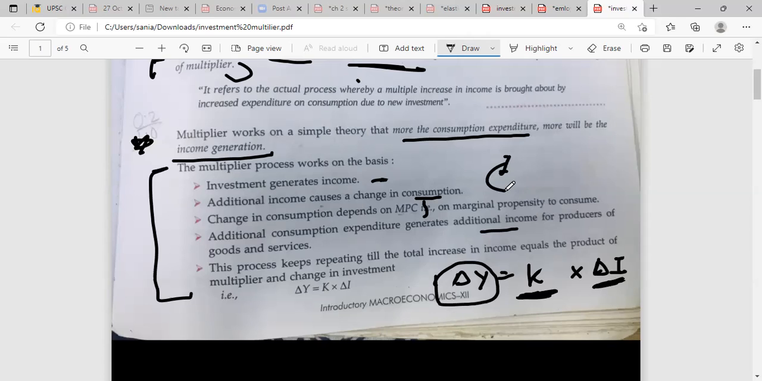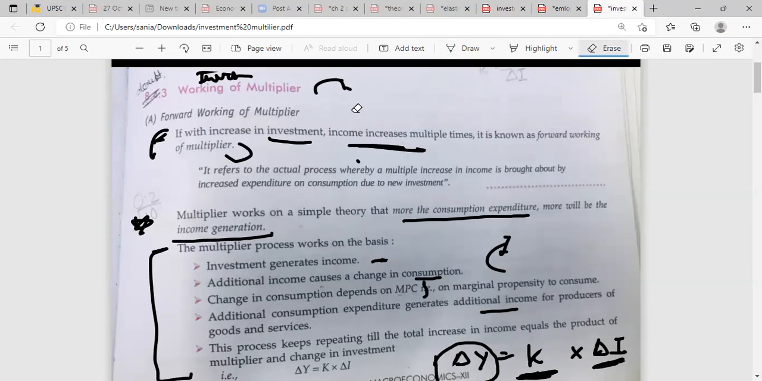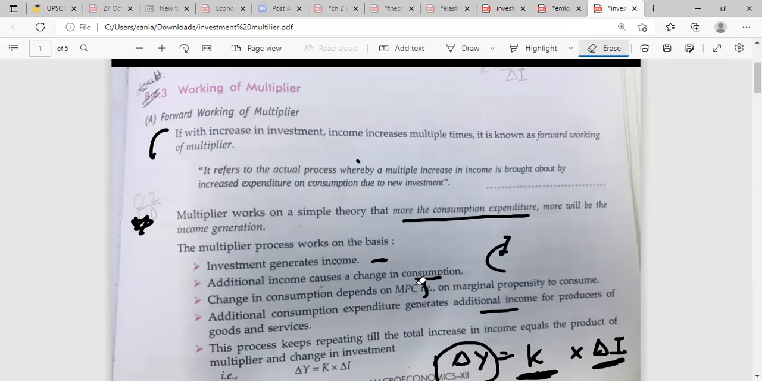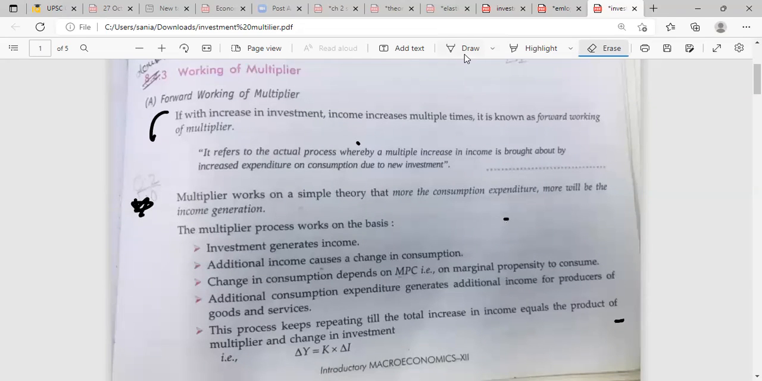Yes, ma'am. Okay. So what you are going to do is write the first working of investment multiplier. Over here they just wrote multiplier; just write investment multiplier. And then it's in two parts. One is your forward working multiplier, so first of all you will do that. The first definition till here.